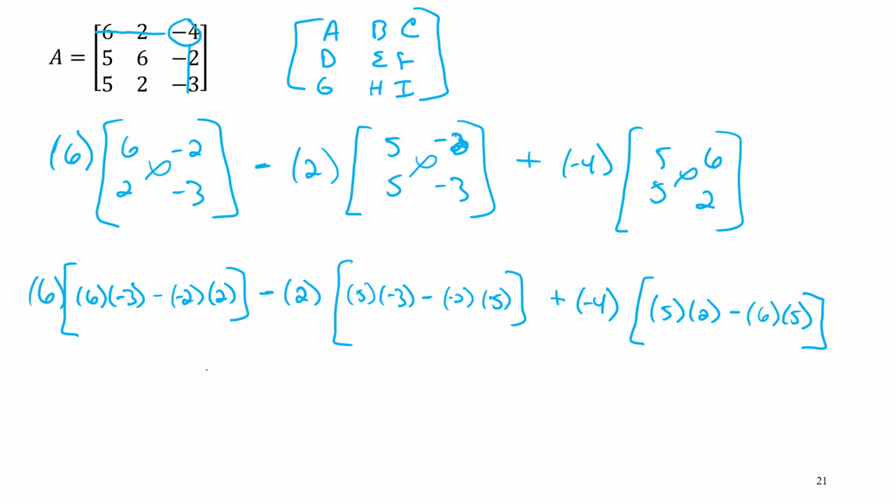You'd get 6 times, when you calculate this out, you would get -14, minus 2, this would equal 5, or -5, excuse me, plus the -4, and this last one would equal 20. When you plug that into your calculator, you would get A is equal to 6.